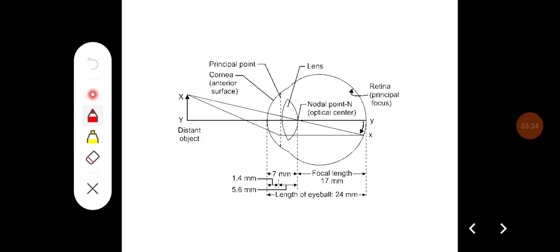So this is the diagram showing the reduced eye, where you can see the object and its image in the retina. This is the principal point, this is the lens, and this is the retina. This is the nodal point, which is also called the optical center, and the focal length of the reduced eye is around 17 millimeters and the total length of the eyeball is around 24 millimeters.